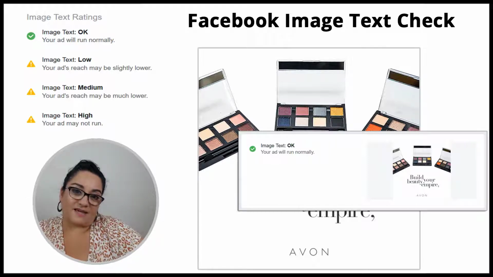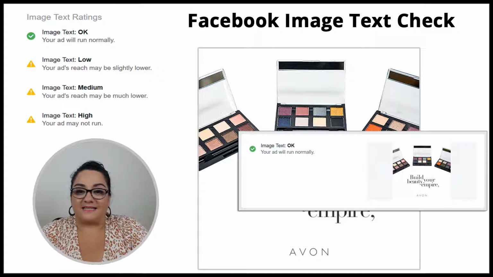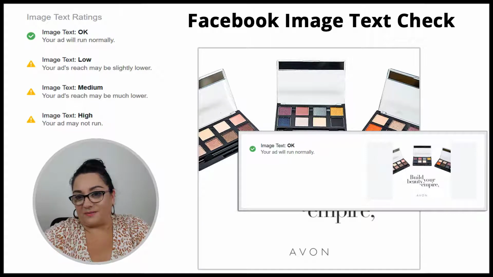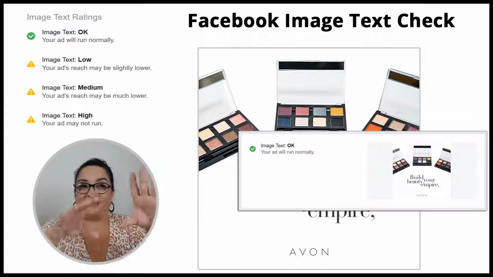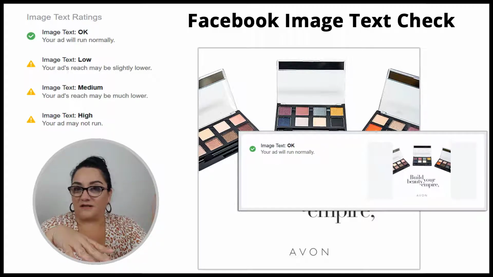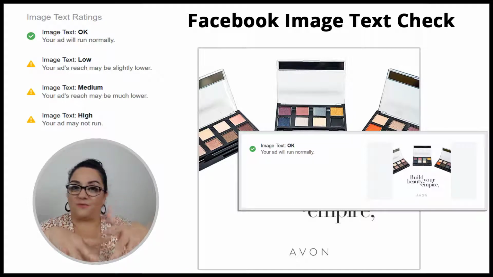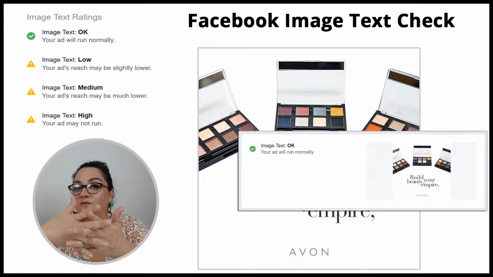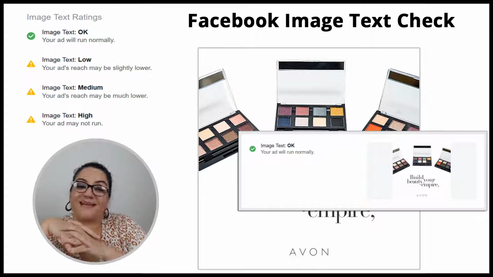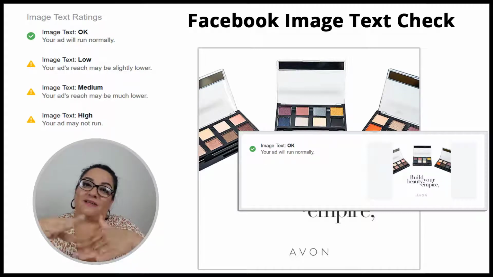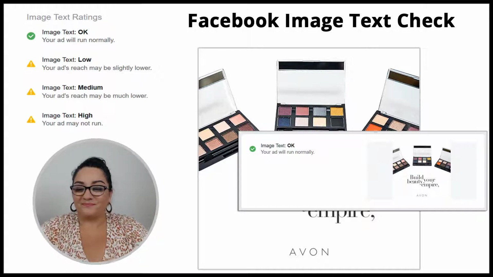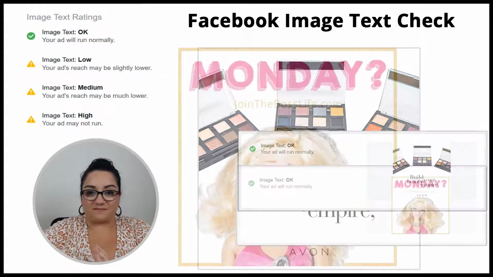It was an Avon ad, and it said that the text was okay and your ad will run normally. So this is a go. I'm going to get the most for my money if I put in a $5 budget, and it says that 350 people will be reached. Hopefully 350 people will see the ad because it has a higher rate and a low text ratio. So that's a nice little feature.